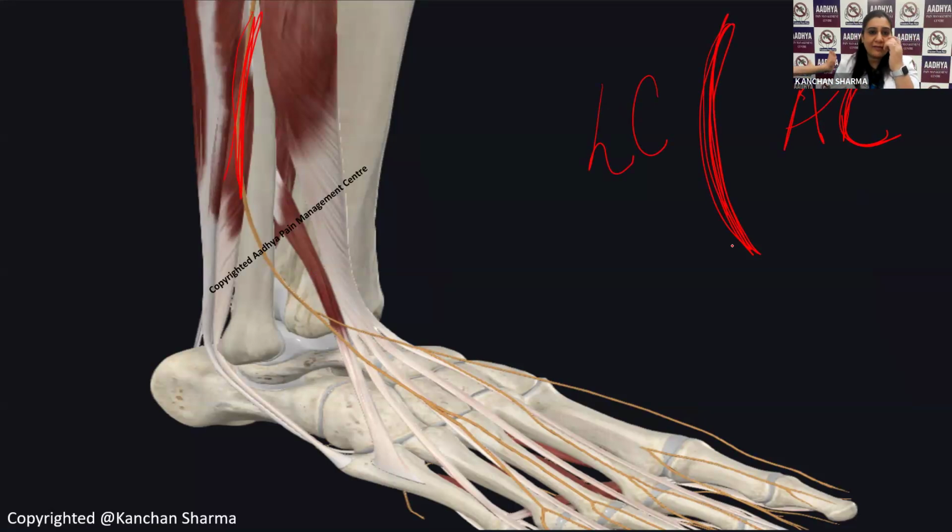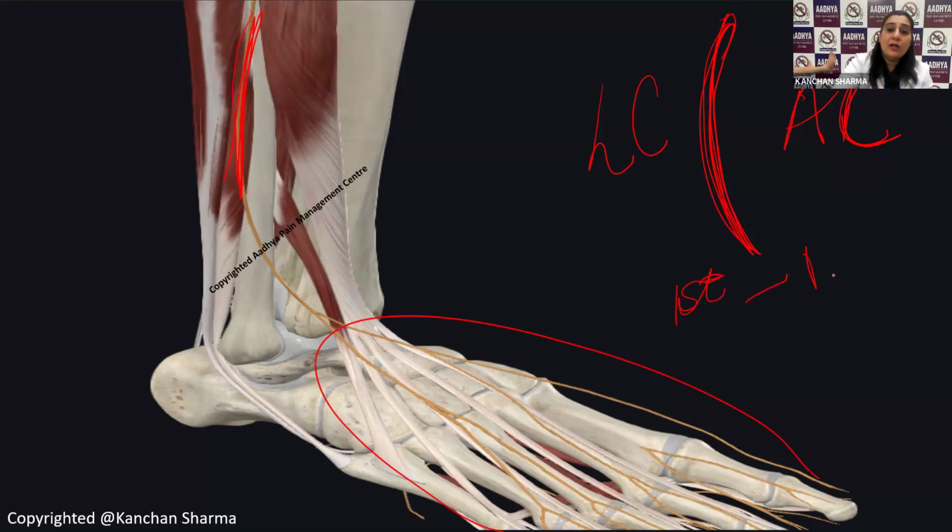I think I have a video on this nerve on my YouTube channel also. You can go back and watch it later, once our course is over and you want to watch it again. So you have the lateral compartment and then the anterior compartment. In between these two, you're going to see your superficial peroneal nerve. And this nerve supplies the dorsum of the foot, except the first interdigital cleft. Why? Because the first interdigital cleft is supplied by your deep peroneal nerve, right?